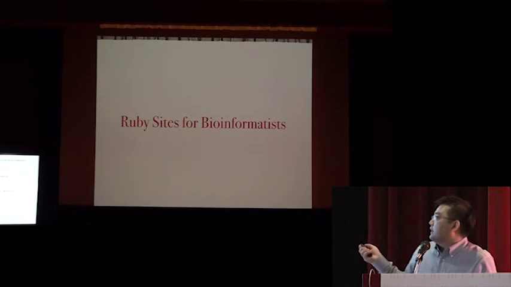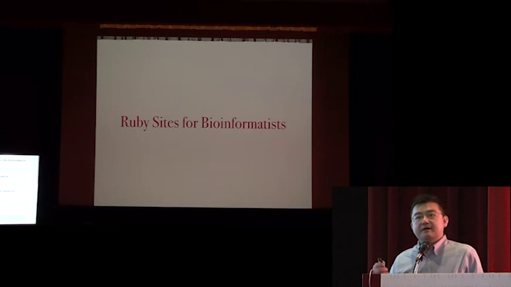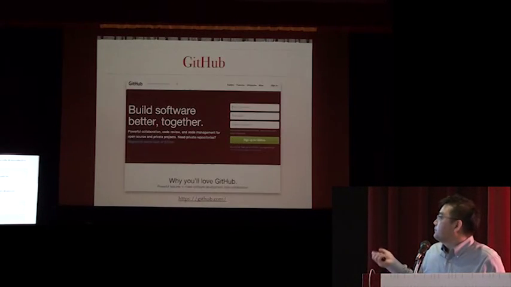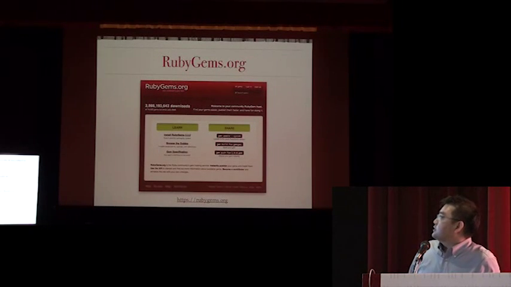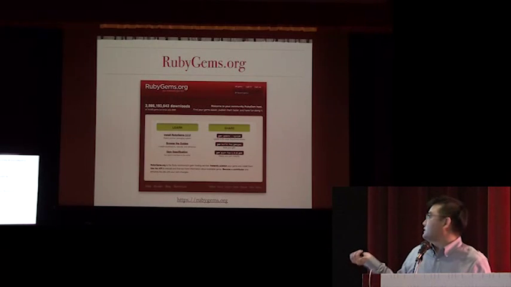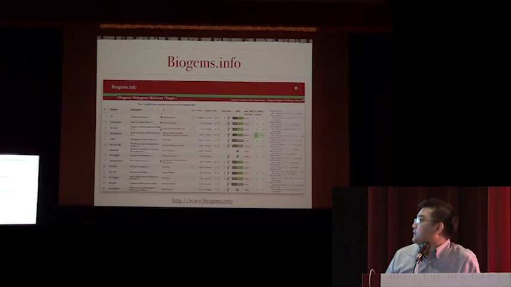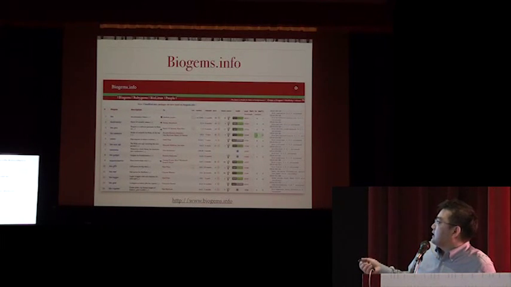And okay, next, I will show you some Ruby sites for bioinformatics, if you are a biologist. But I think everyone is a Rubyist, but you can take a look. Everyone knows GitHub, so I won't tell you about that. And RubyGems is where we find our tools. And Ruby Toolbox helps us find tools. And there is a website called BioGems. It is a collection of gems for bioinformatics.